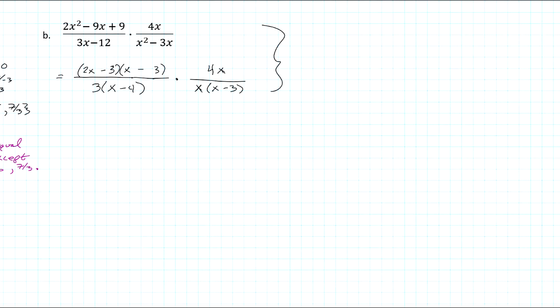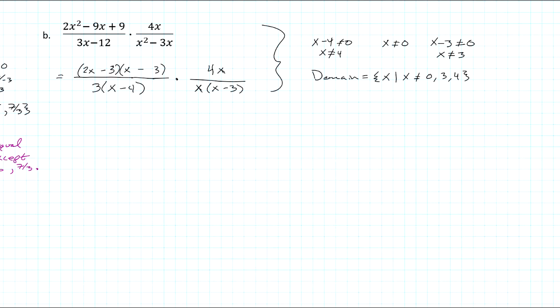So let's note here x minus 4 cannot equal 0, so x cannot equal 4. And then x cannot equal 0 from this factor right there. And then x minus 3 cannot equal 0, so x cannot equal 3. So the domain of the original expression or function is the set of x such that x cannot equal 0, 3, or 4.